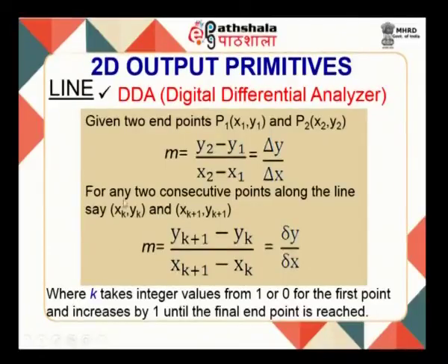If you look at this second step, for any two consecutive points along the line, say (xk, yk) and (xk+1, yk+1), if you compute the slope, that is take the y difference divided by the x difference, we get delta y by delta x, which is the same as the slope of the whole line. So, both are the same. Here k takes integer values starting from 1 or 0 for the first point and increases by 1 unit. So, k will start with the first end point and keep moving till the other end point.